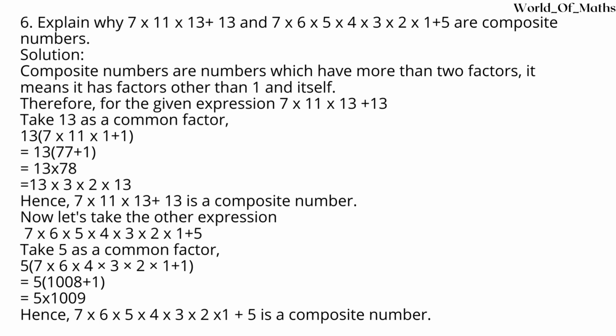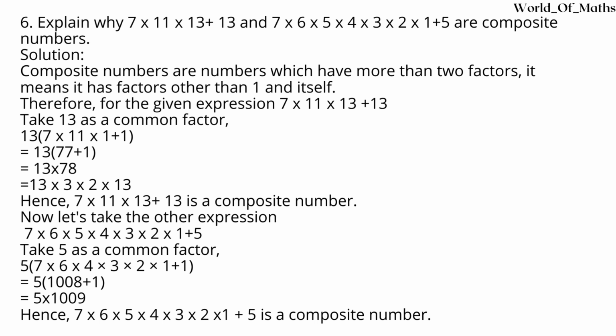Question number 6. Explain why 7 multiplied by 11 multiplied by 13 plus 13 and 7 multiplied by 6 multiplied by 5 multiplied by 4 multiplied by 3 multiplied by 2 multiplied by 1 plus 5 are composite numbers. So here we have given two expressions of a number, and we need to prove whether they are composite numbers. As we know, the numbers which have more than two factors are called composite numbers.